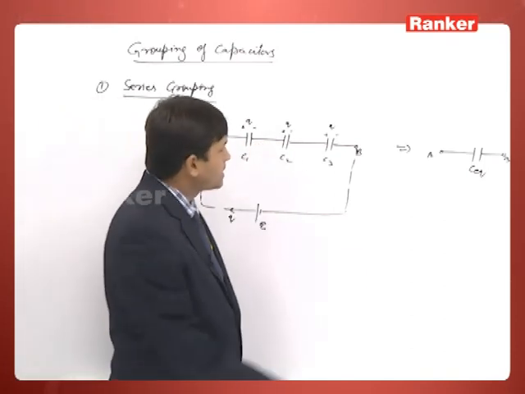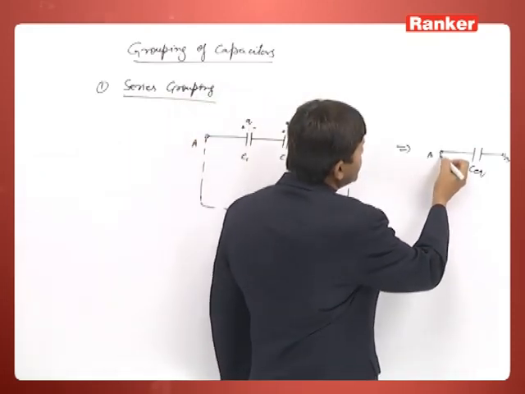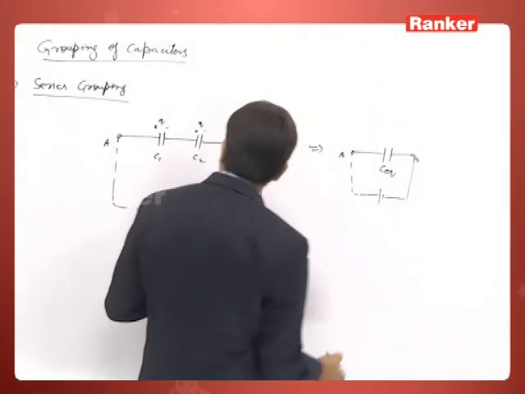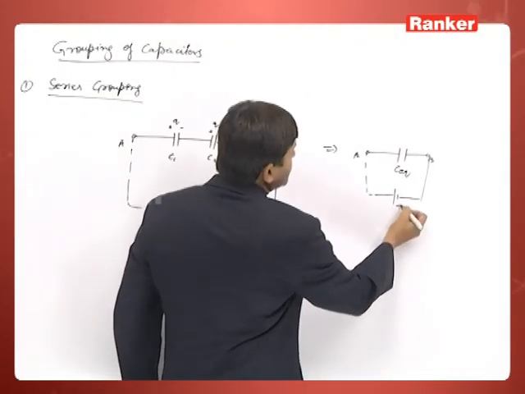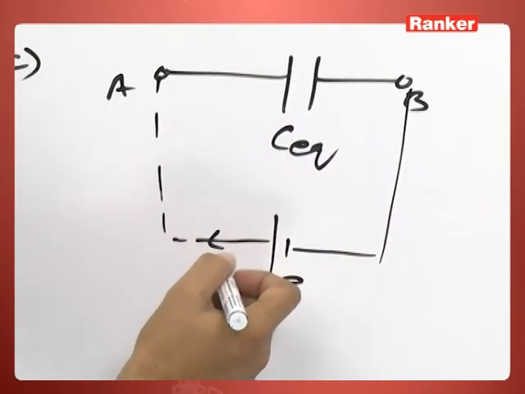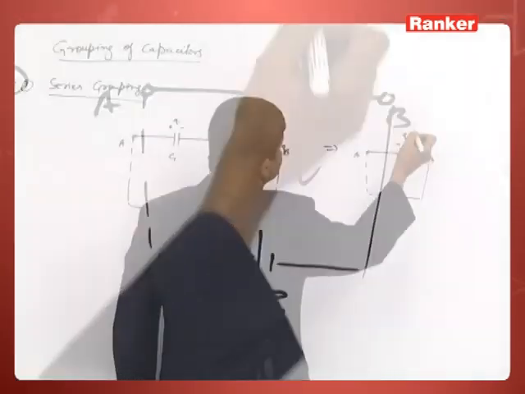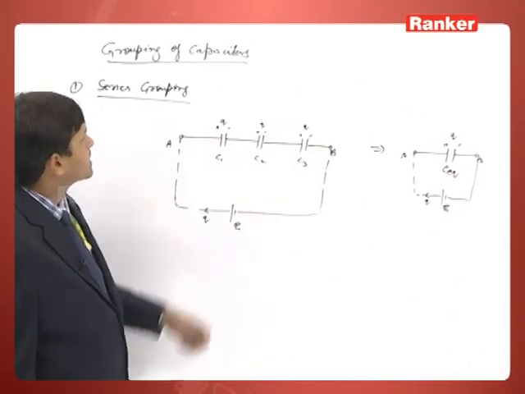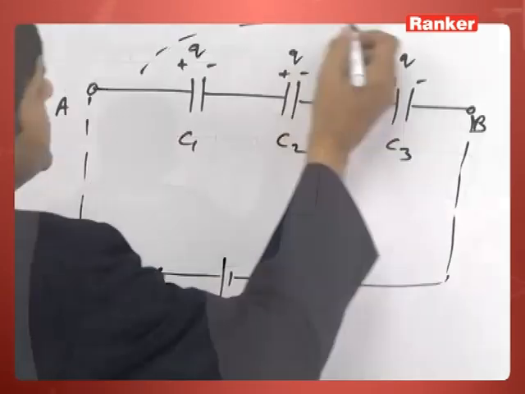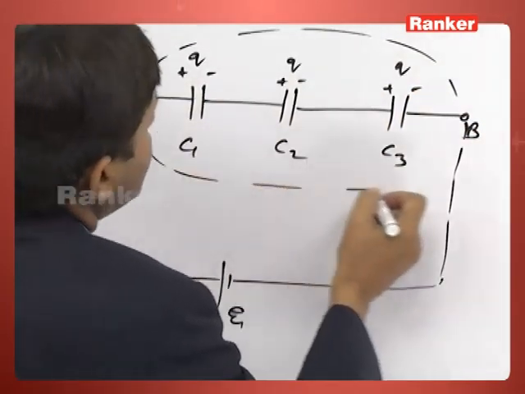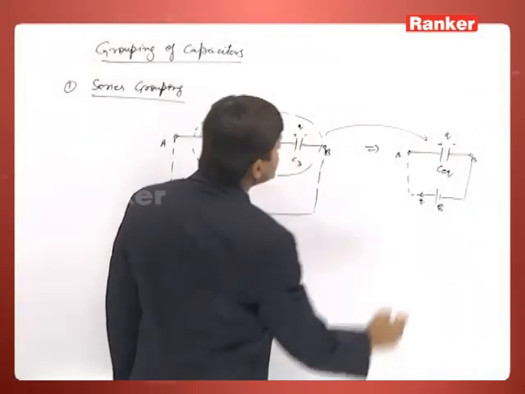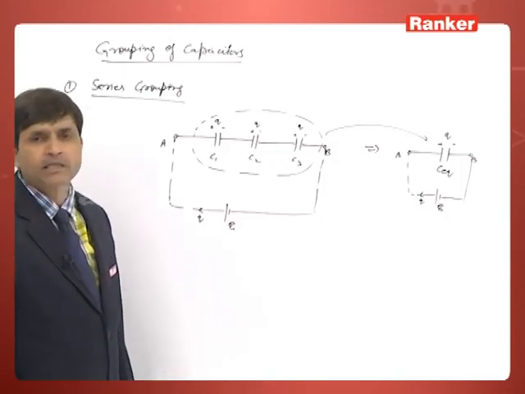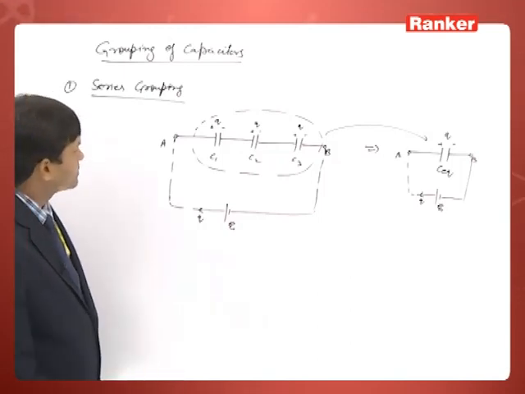So if we replace all these with a single capacitor, and connect it with the same battery as here, then the charge should also come as Q. Then all these 3 can be replaced with a single capacitor, and that single capacitor is said to be the equivalent capacitor, and its capacitance is called the equivalent capacitance. How to find it?